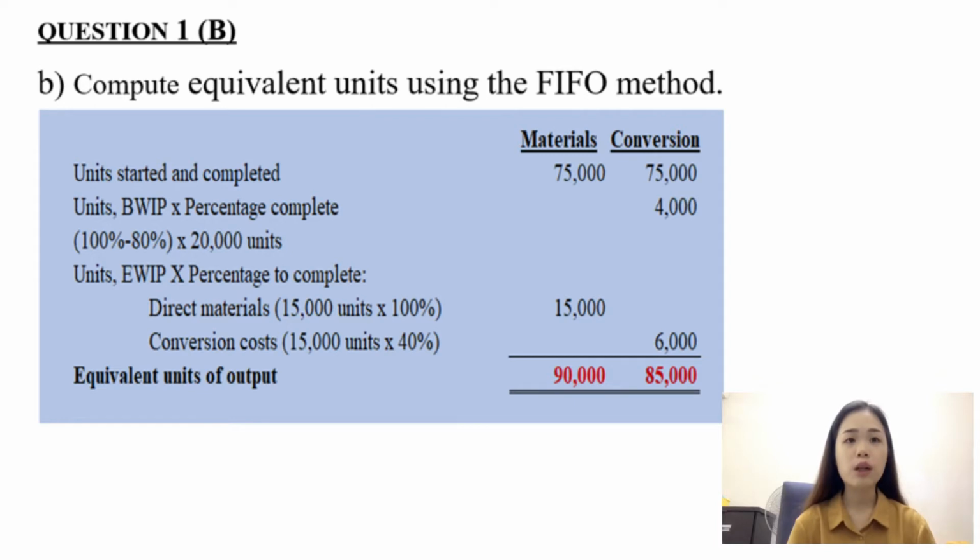So the equivalent unit of output for department material is 90,000 units, but for the conversion department, the equivalent unit of output is 85 units. That's all from me. Thank you.